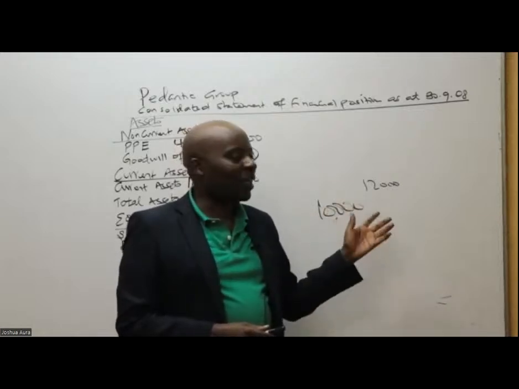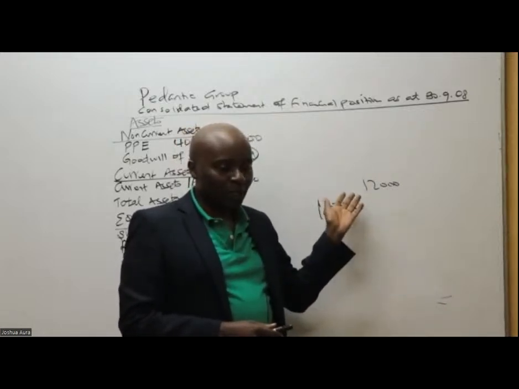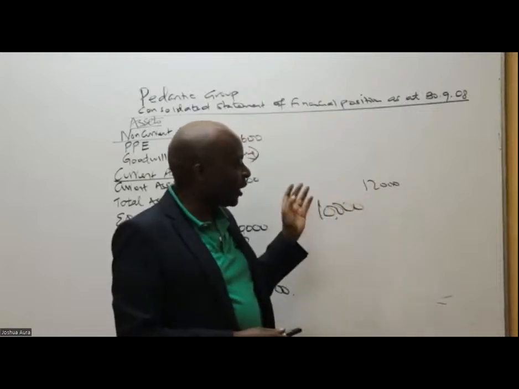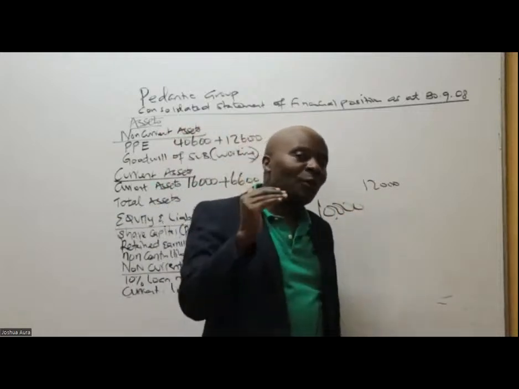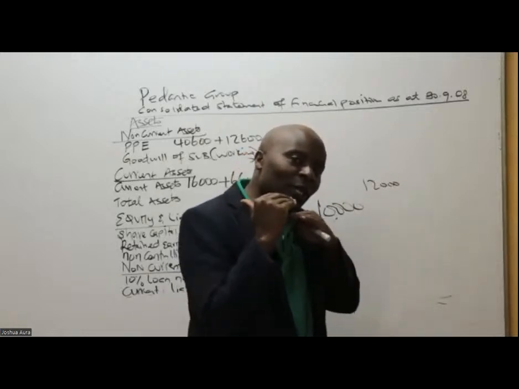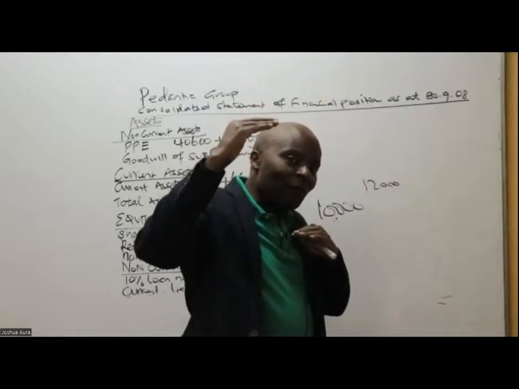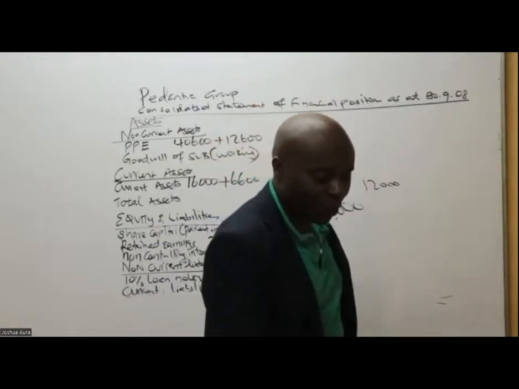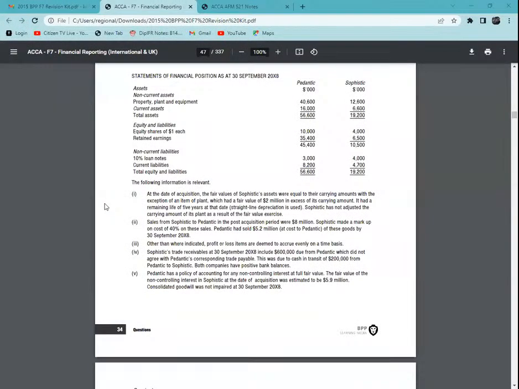So here, I can see a revaluation upward. The fair value is higher. When the fair value is higher than the book value, it means that we need to boost our PPE. Let me repeat this very well. We are told, ladies and gentlemen, that at the date of acquisition, the fair value of Sophistic, and fair value is the same as market value, the fair value of Sophistic's assets were equal to their carrying amount, with the exception of an item of plant, which had a fair value of 2,000 in excess. So it's a revaluation upward.